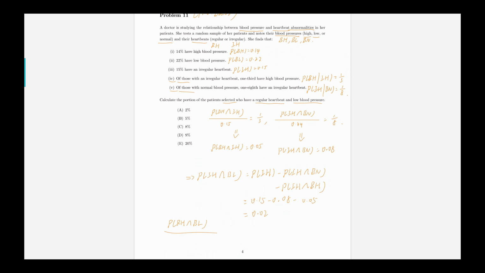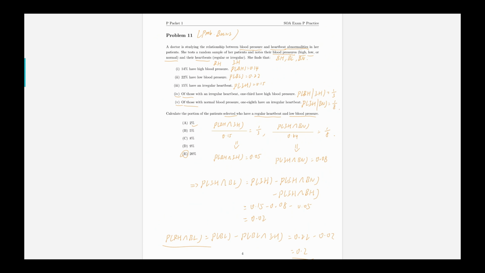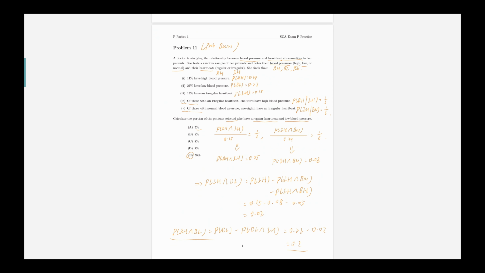Okay, and now I just need to find P of RH and BL, which is just going to be PBL minus P of BL and IH. And this is simply going to be 0.22 minus 0.02, which is 0.2. And the answer is A. Oh, sorry, I mean E, because there's a percentage here.